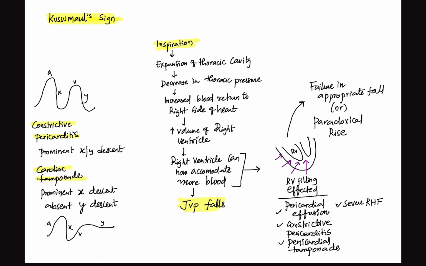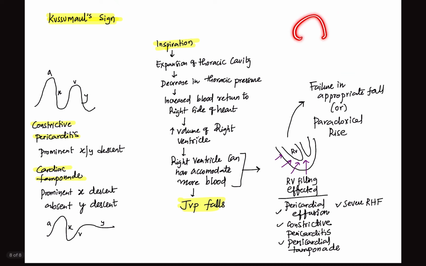See, what is Y descent? Y descent is the flow from the right atrium to the right ventricle. I am drawing a single chamber. You have a tricuspid valve. When the tricuspid valve is opening, it should allow blood flow from the right atrium to the right ventricle. When it allows blood flow, only then will the Y descent occur. Cardiac tamponade is so severe that it will not allow any blood to flow from the right atrium to the right ventricle because of the compression, because of the tamponade. That means there is no Y descent.